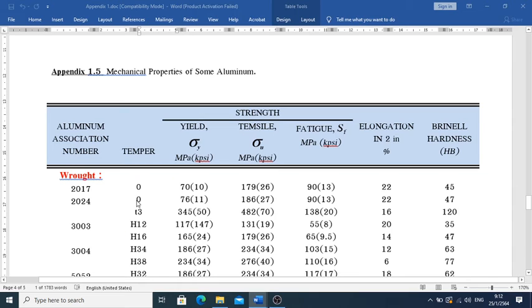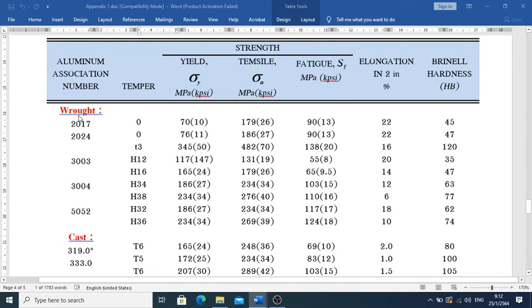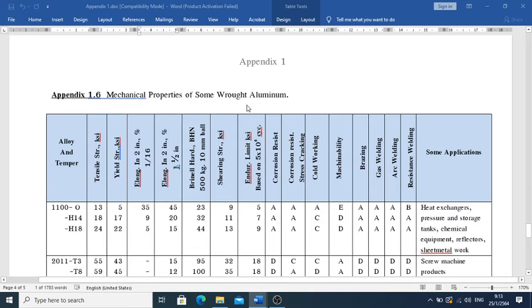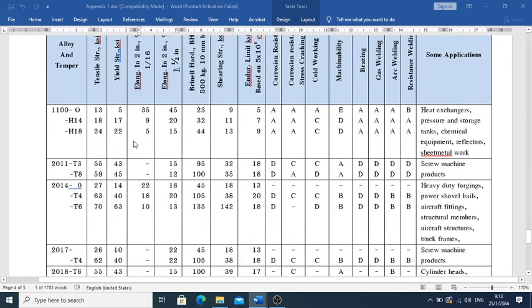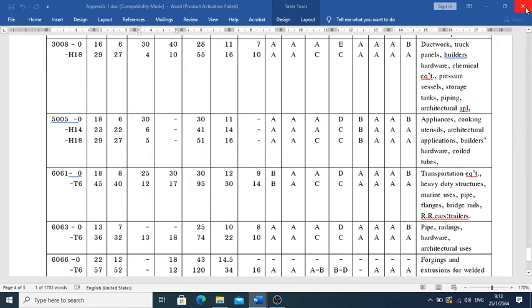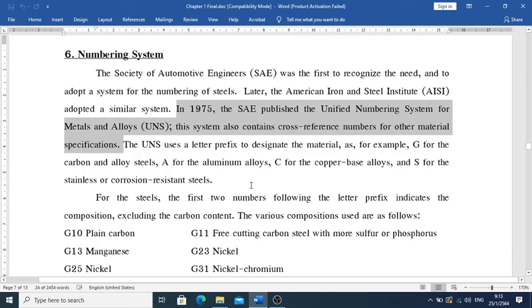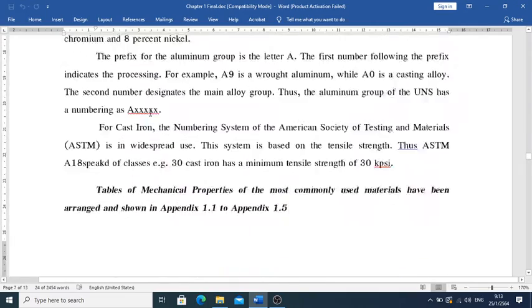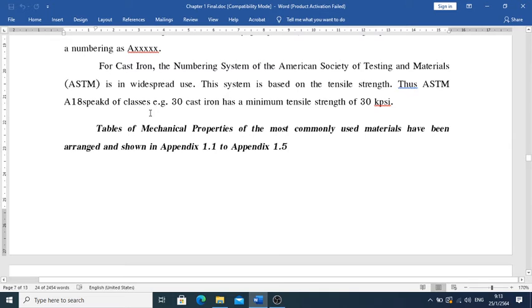And then for the aluminum, for the wrought and the ductile, for the cast, it's going to be aluminum like that, for the cast and wrought. So this is going to be the numbering system that we're going to go for. And the numbering system that I mentioned is what we discussed already.